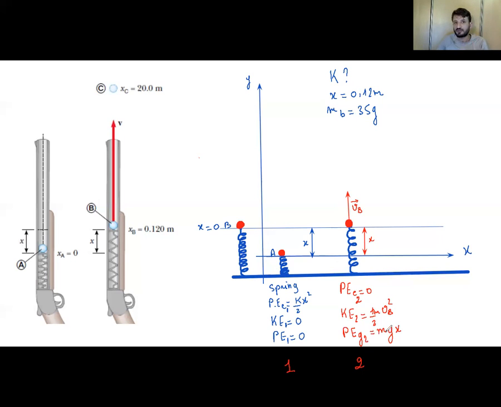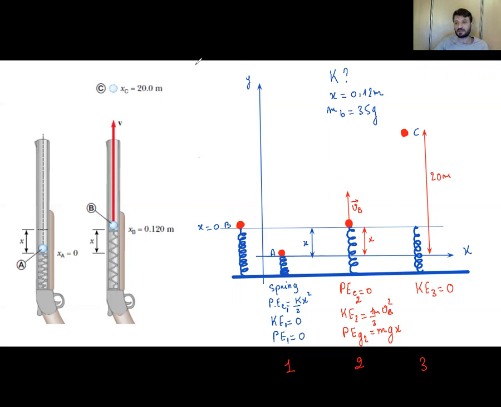Let's talk about the third state, when the ball arrives at the highest point. At this point, the spring will stop at the equilibrium position, and the ball will continue to the highest point. Let's say here we have a new state, state 3. In this state, the ball doesn't have a velocity, it is at the maximum position. So the kinetic energy of state 3 equals 0. The ball has a height equal to 20 meters between A and C. Here we have 20 meters.